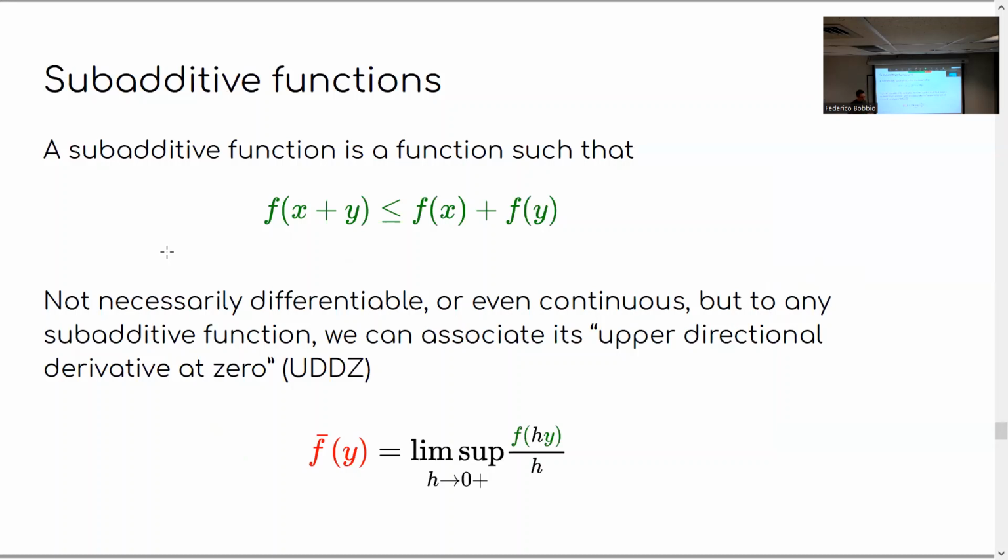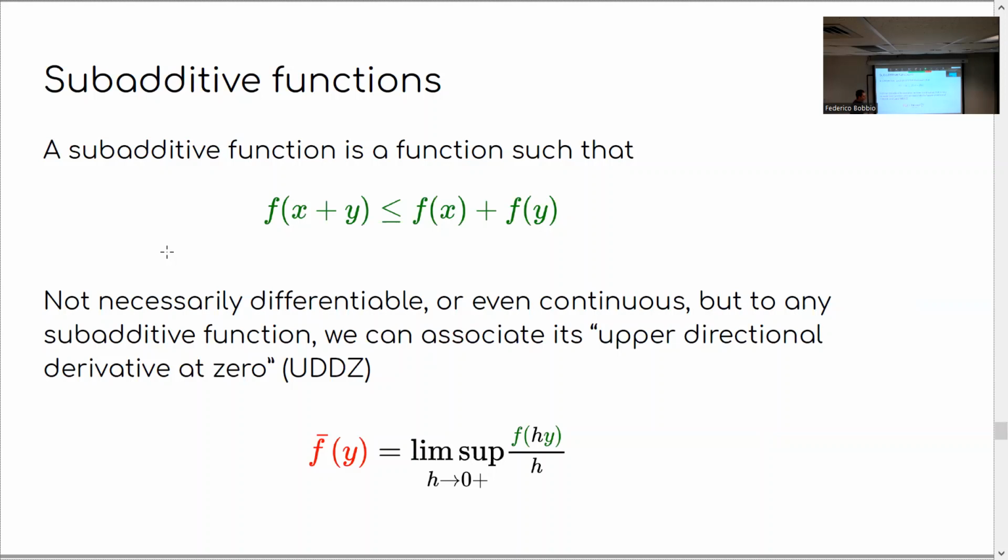Subadditive functions include things like the absolute value, norms. It's basically the triangle inequality. But also other things. There are other functions that are surprisingly subadditive, like the fractional part, for example, which is a subadditive function even though it's not a norm. Subadditive functions don't have to be differentiable. They don't even have to be continuous. An interesting concept to associate with them that's relevant is that they don't have derivatives, but you can define what's called the upper directional derivative at 0. I'm going to shorthand it as UDDZ.